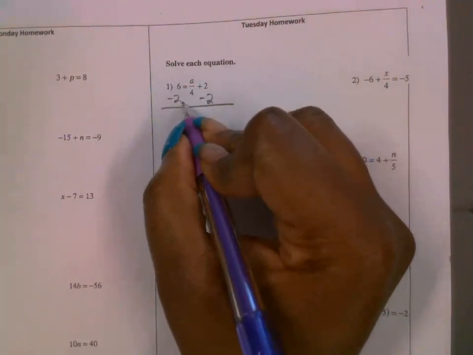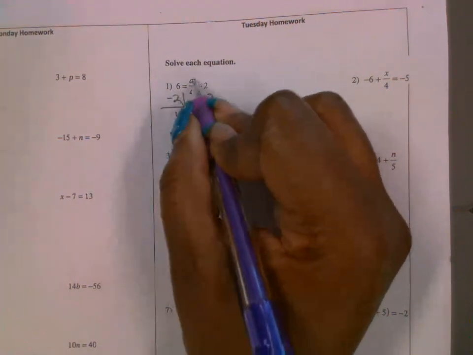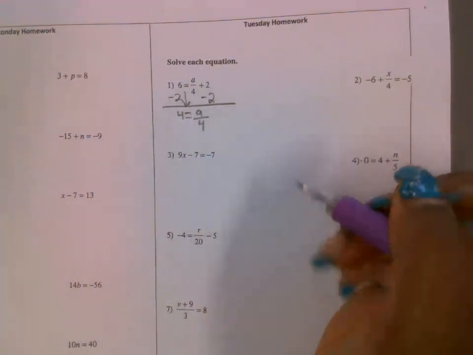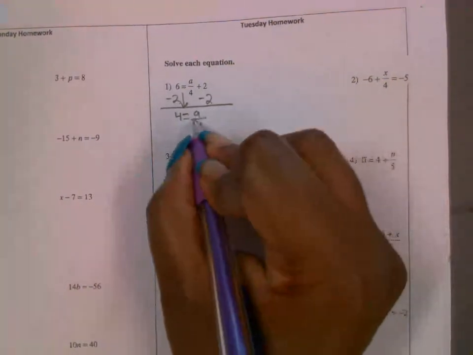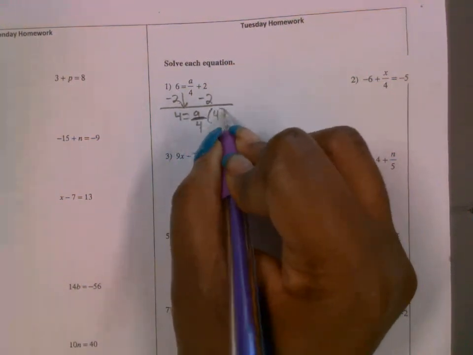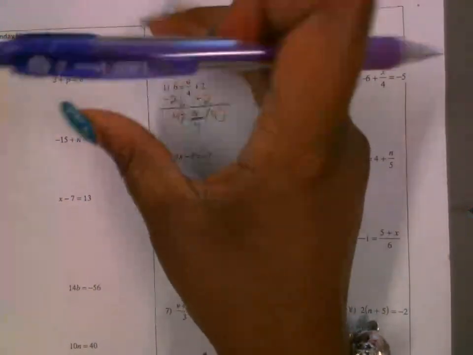6 minus 2 is going to give me 4. That leaves me with A divided by 4. Look, the opposite of division is multiplication. So the only way to get rid of this 4 is to multiply both sides by 4.